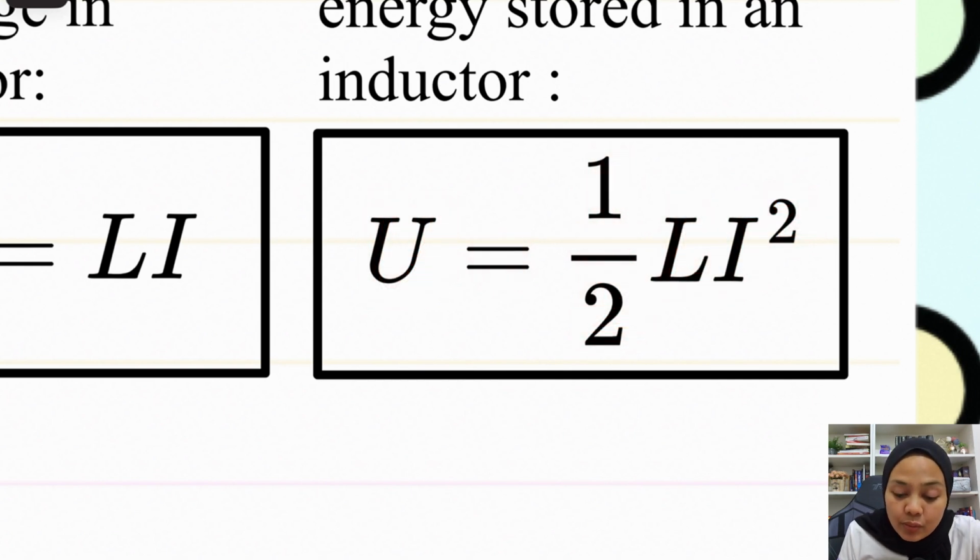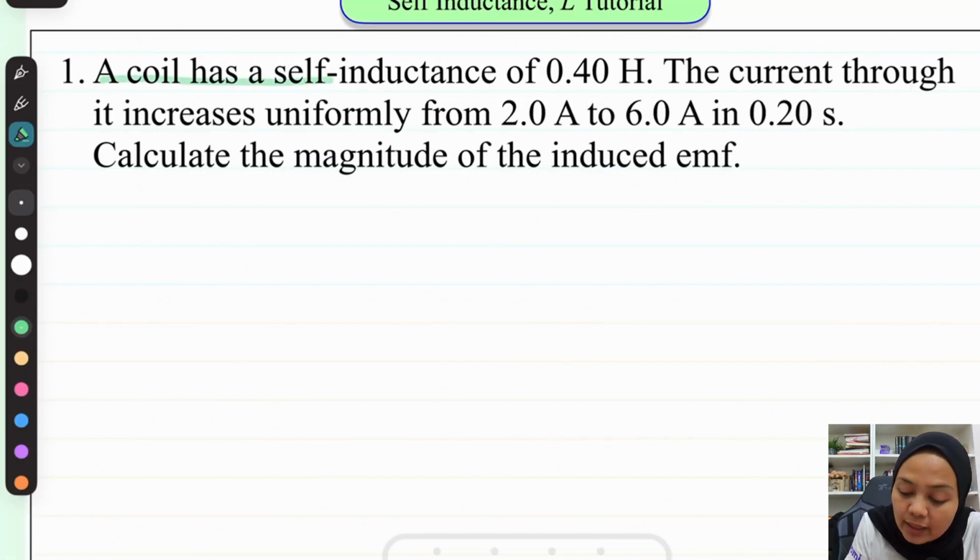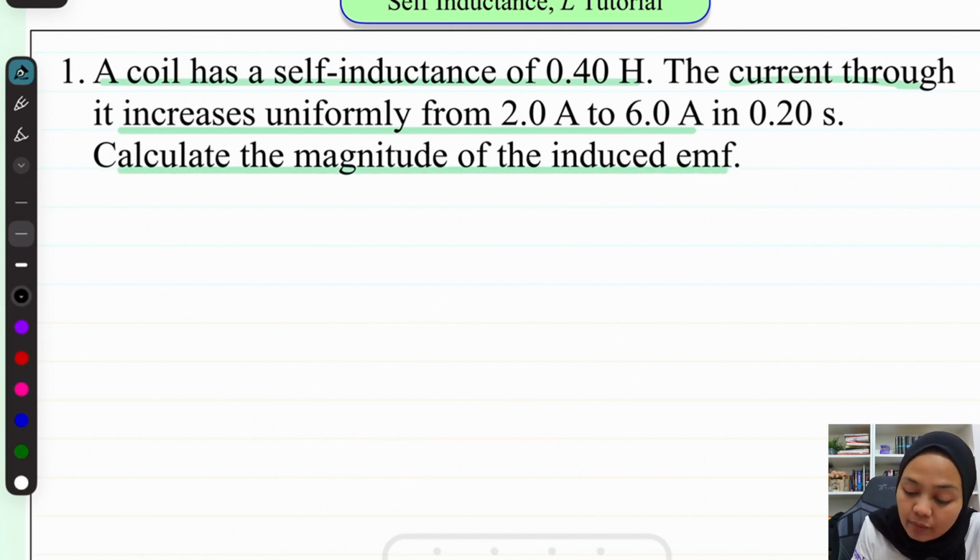Now let's go to the calculation. A coil has a self-inductance of 0.4 Henry. The current through it increases uniformly from 2 ampere to 6 ampere in 0.2 second, and we have to calculate the magnitude of the induced EMF. So let's do the listing first. What we have here is the self-inductance, which is 0.4 Henry.